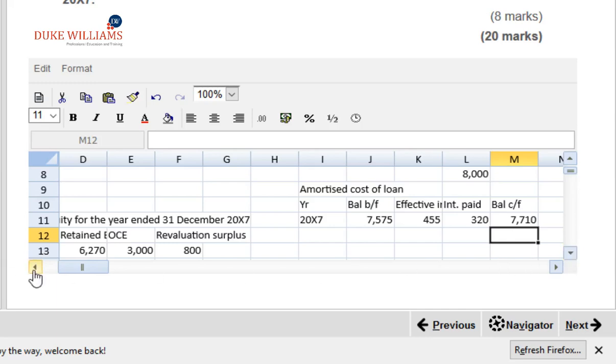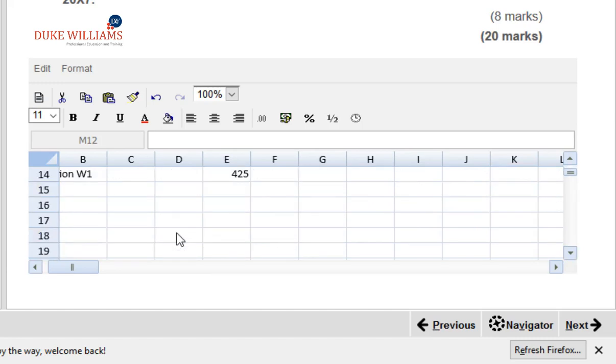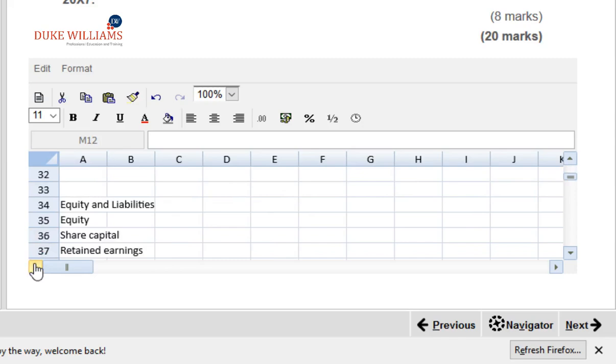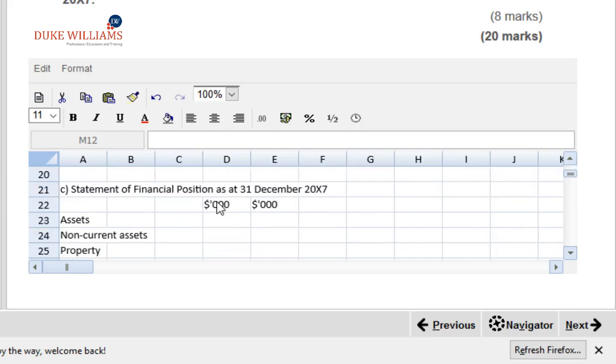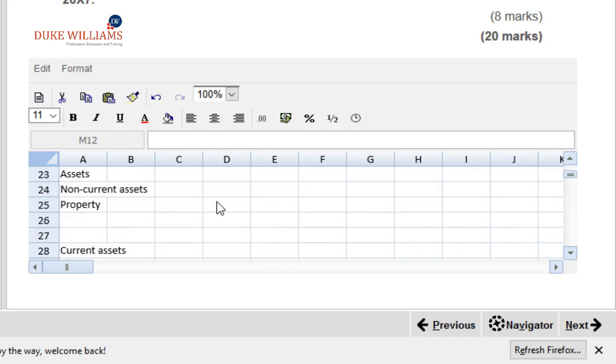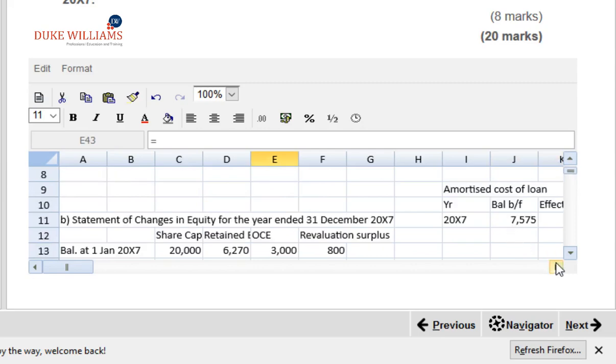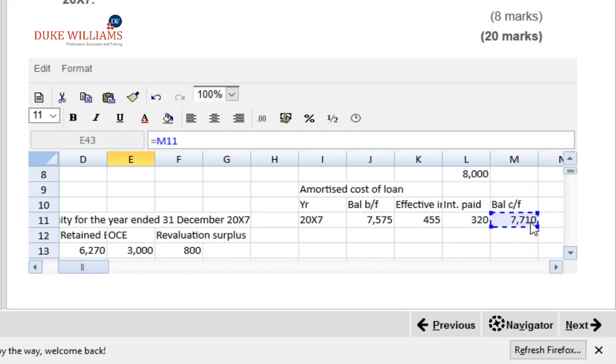So don't forget, I want to take you to my statement of financial position. So I'll quickly go down here and look at the balance. Don't forget, this amount is in a cell E, so I'll put it there. So E is equal to what I have done here. Good.